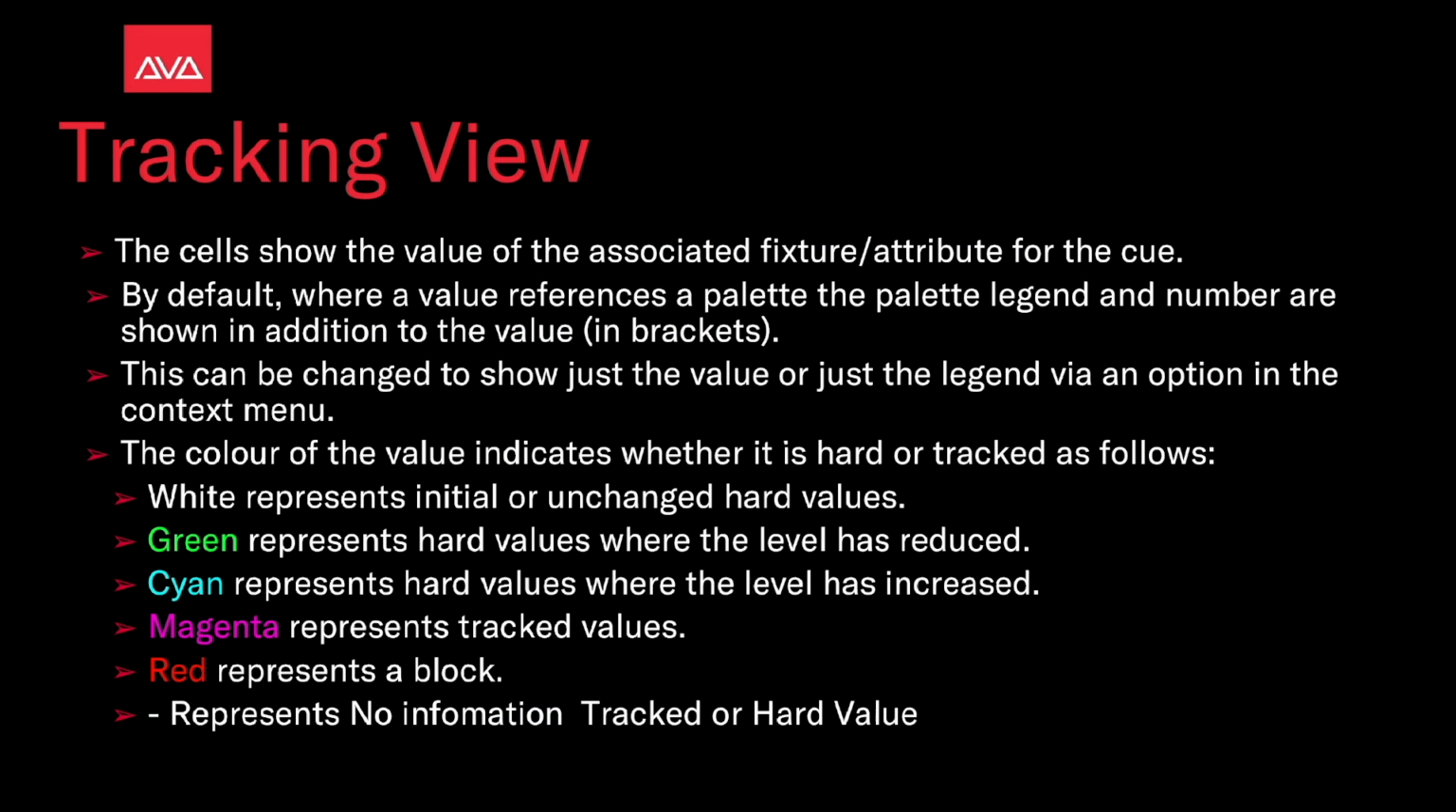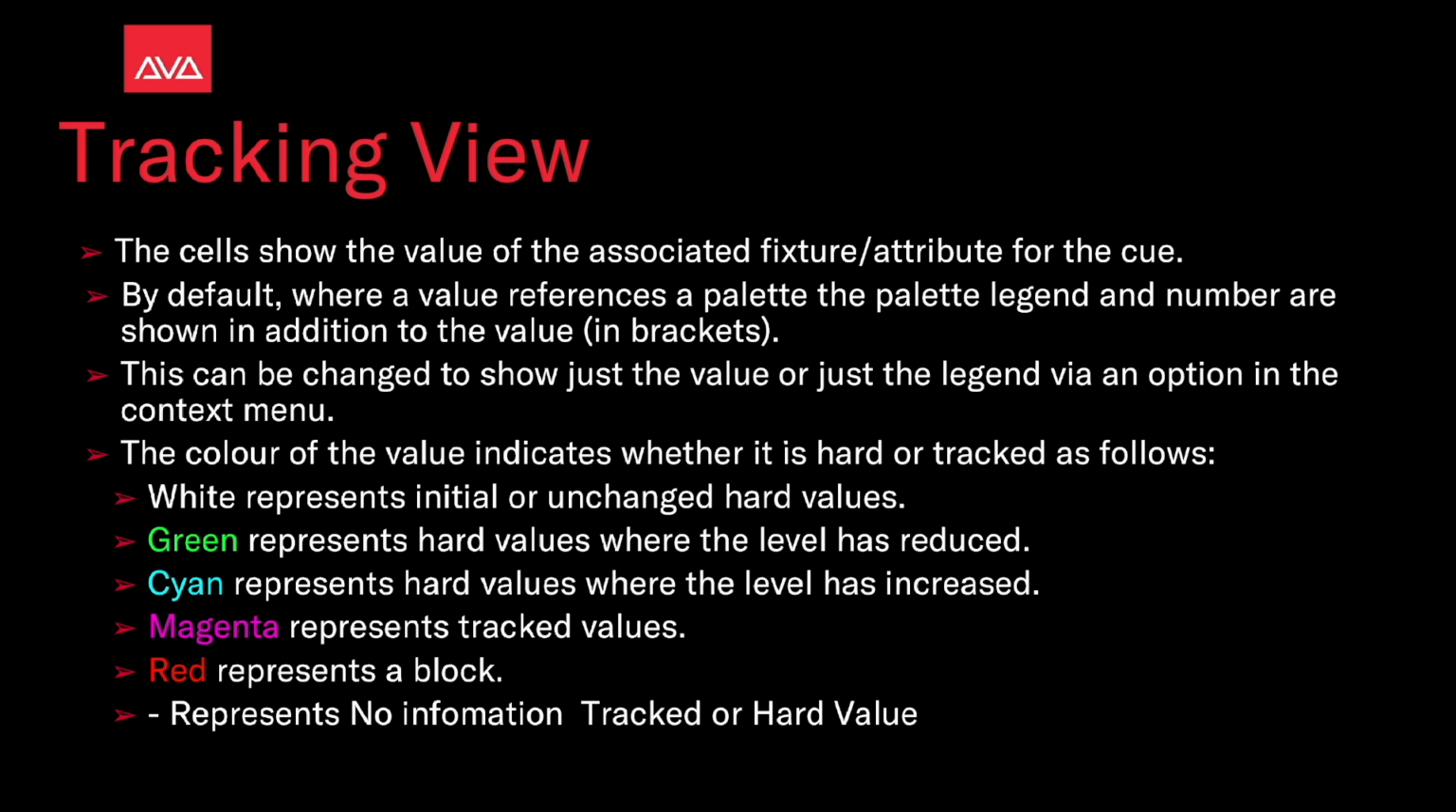The cells show the value of the associated fixture and attribute for the queue. By default, where a value references a palette, the palette legend and number are shown in addition to the value in brackets. This can be changed to show just the value or just the legend via an option in the context menu. The color of the value indicates whether it is a hard or tracked value, as follows.